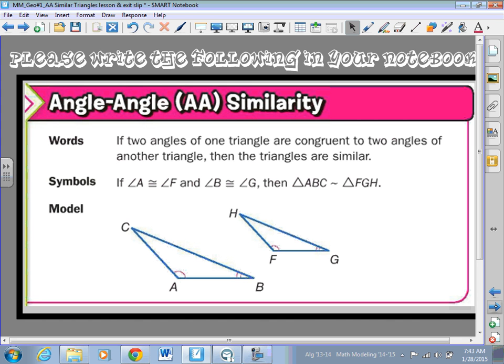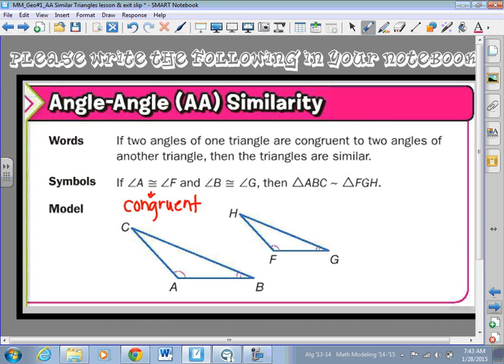So please go ahead and make sure this is in your notebook, the angle-angle similarity postulate. Make sure you have the definition, the words that explain the postulate. And then we're going to talk about the symbols. They're giving you an example down here. There are two triangles, triangle ABC and triangle FGH, and it's saying, if angle A and this little symbol right here means congruent, make sure you have that in your notes. We're going to be using it a lot.